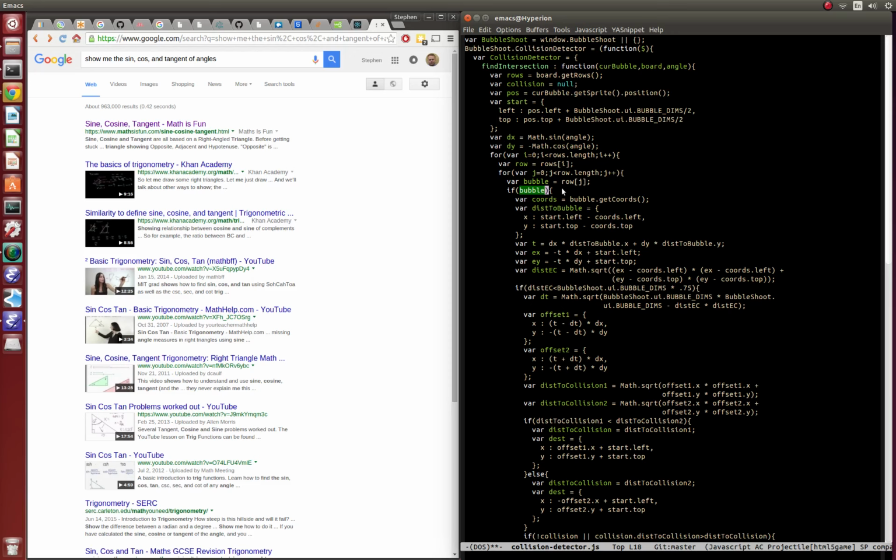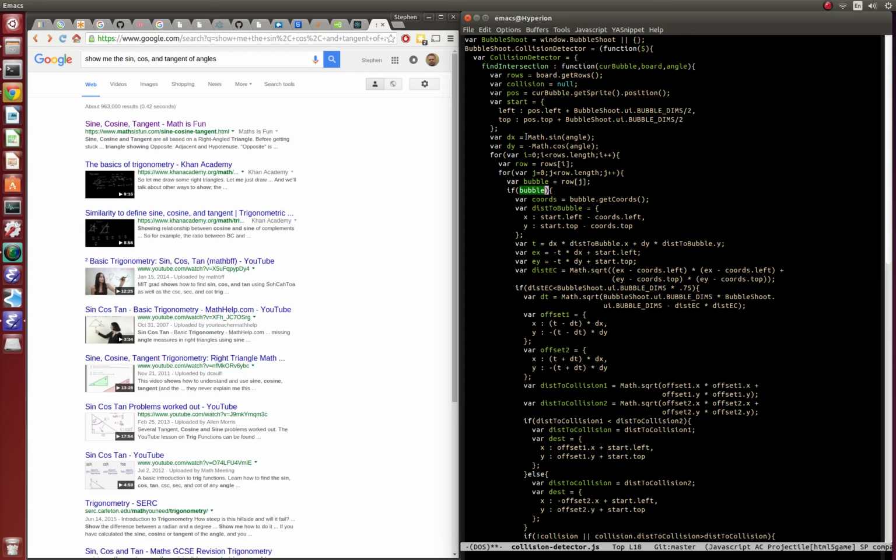They both have left and top. So you take the distance to the bubble, and the x direction is start.left minus coordinates.left, and the y direction is start.top minus coordinates.top. That makes sense. So this is effectively the two parts of the right angle, right? The x and the y. The t can be derived by saying dx times dx.